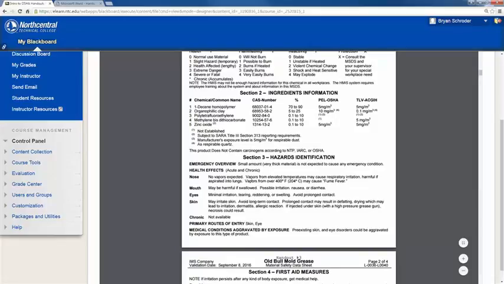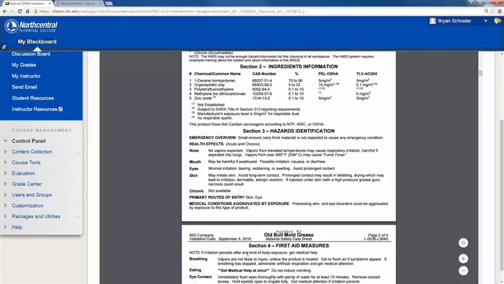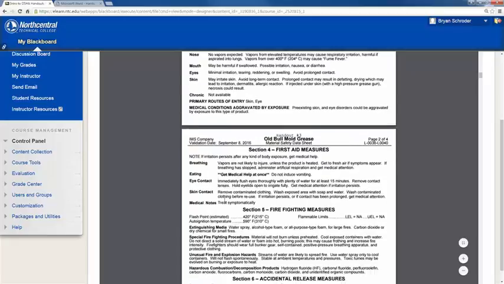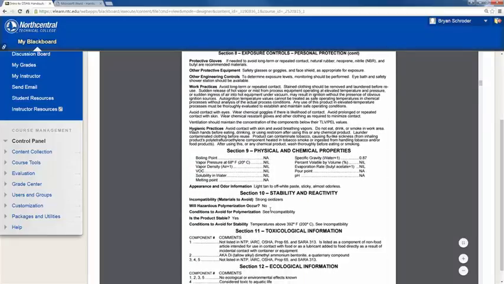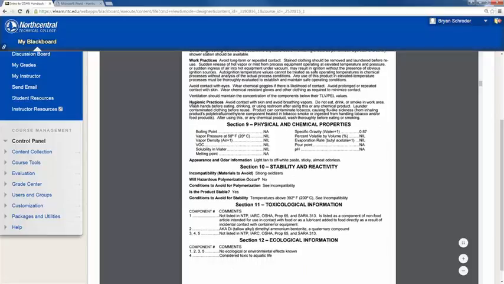Nose, really don't expect much vapor or smell off of it. Mouth, harmful or fatal if swallowed. Eyes, irritation, tearing, reddening, swelling. Skin, again, may irritate the skin, avoid long-term contact. Routes of entry into the body, skin or the eyes. Medical conditions, that can be an issue. Again, it goes on. Just an example of a material safety data sheet for you to look at. Again, here's even toxicology information and ecological information.